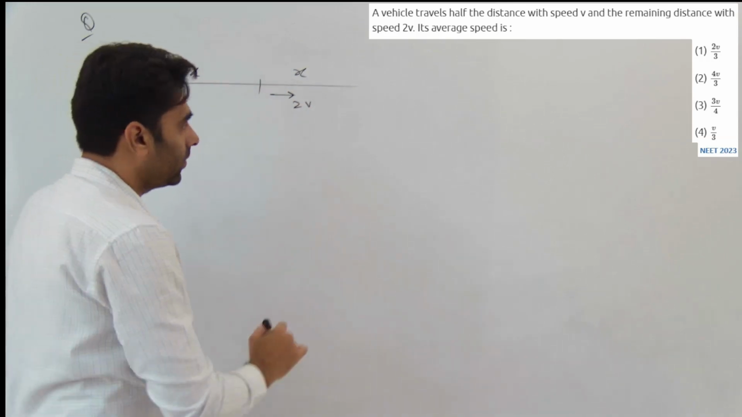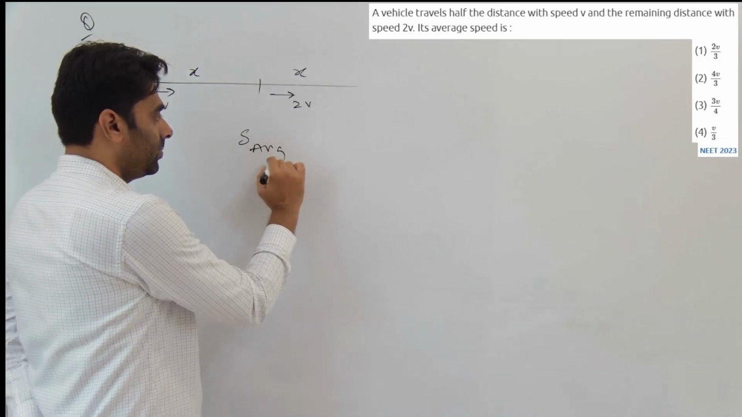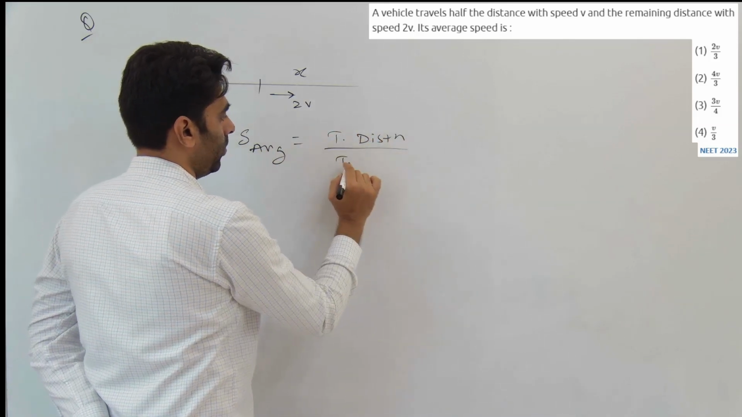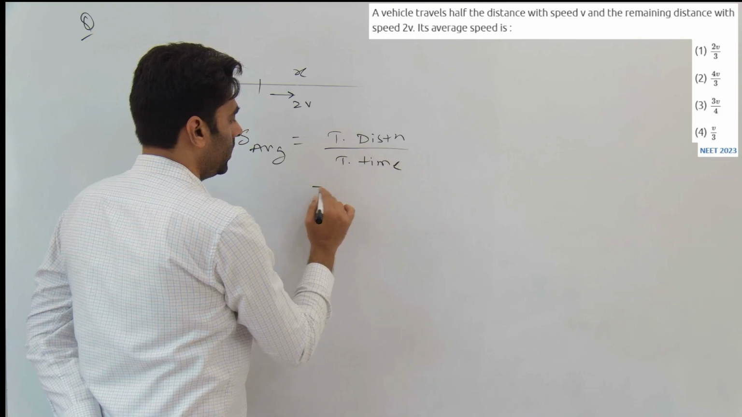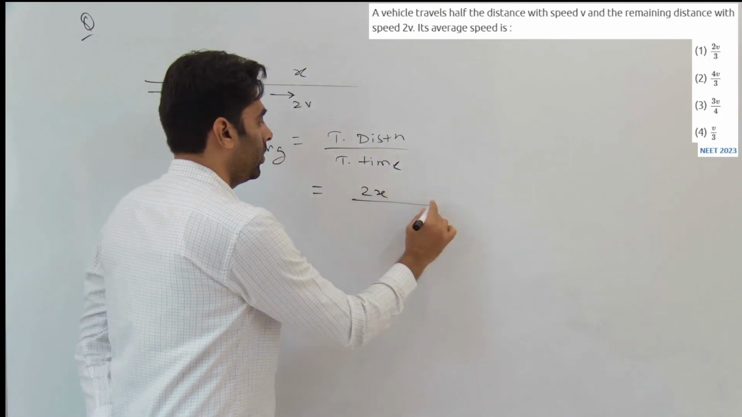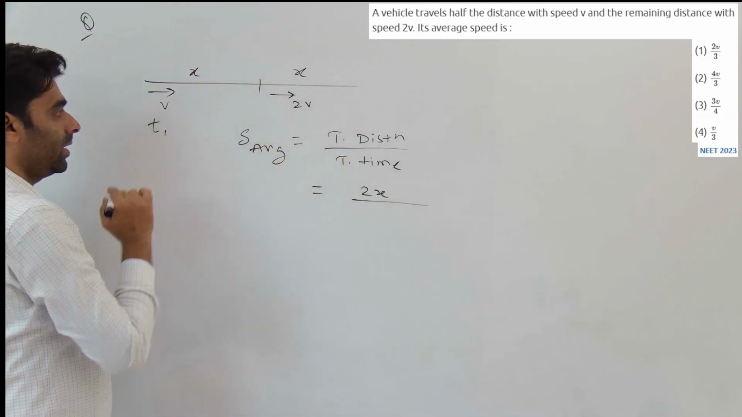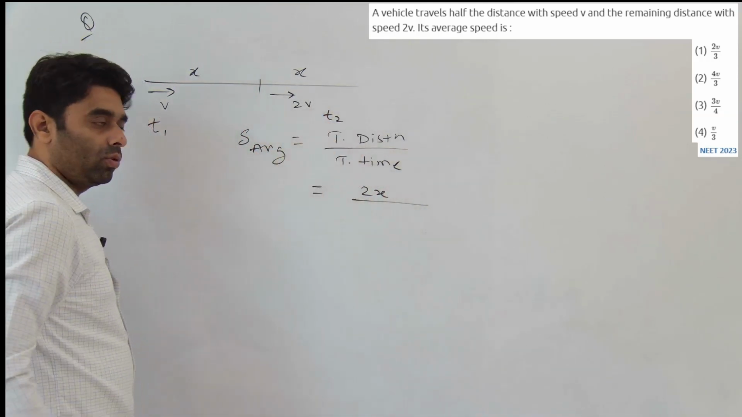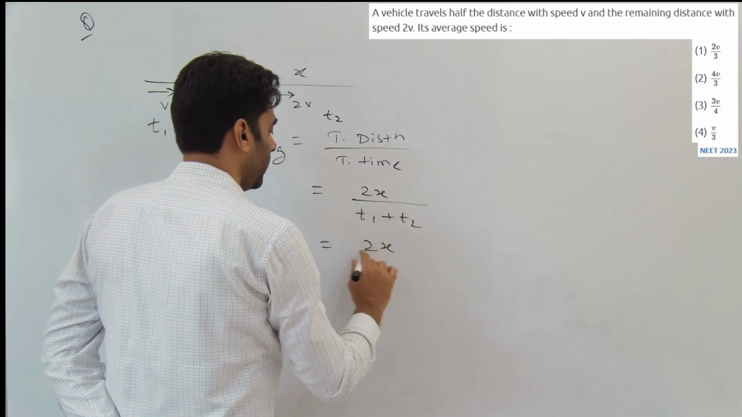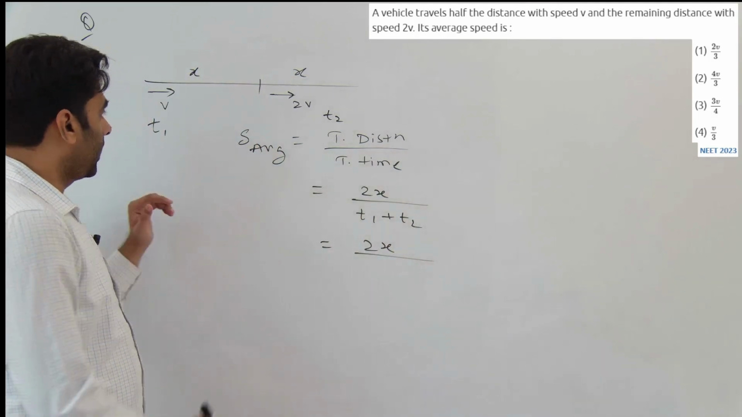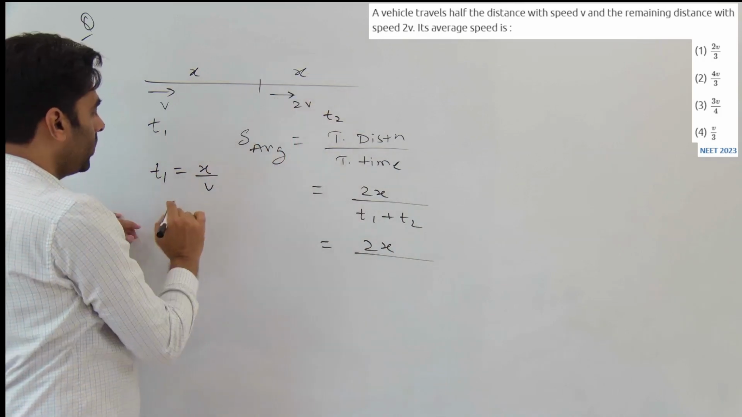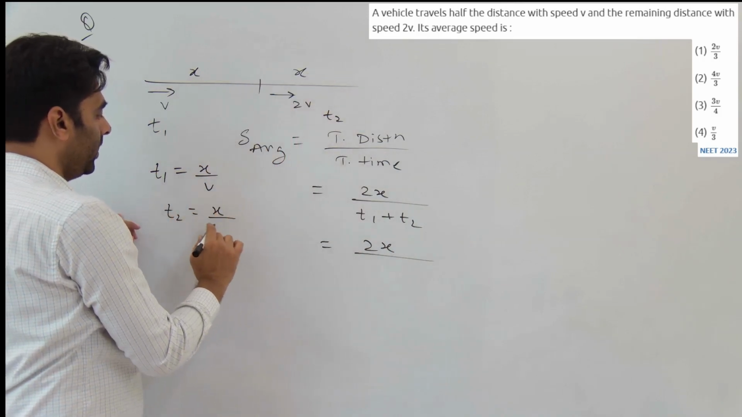Average speed, what is our average speed relation? Beta, total distance by total time, right? Total distance, how much is total distance over here? x plus x, 2x, by total time. So time over here, let's call this time t1, this time t2. So time will be t1 plus t2. Let us substitute t1 and t2 in terms of the variables which we know. T1 can be written as distance by speed, that is x by v, and t2 can be written as x by 2v, right?